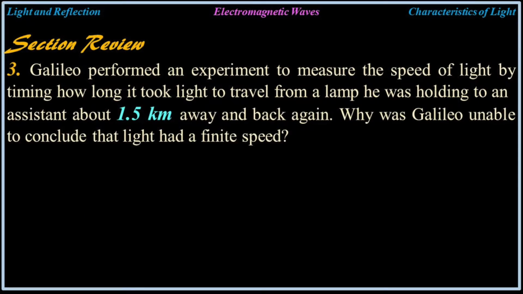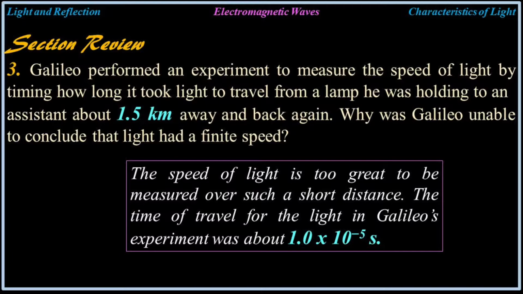Galileo performed an experiment to measure the speed of light by timing how long it took light to travel from a lamp he was holding to an assistant about 1.5 kilometers away and back again. Why was Galileo unable to conclude that light had a finite speed? The distance wasn't probably very far. We tested it on the moon. When we landed on the moon, we put mirrors up, and now we can test it. The speed of light is too great to be measured over such a short distance.